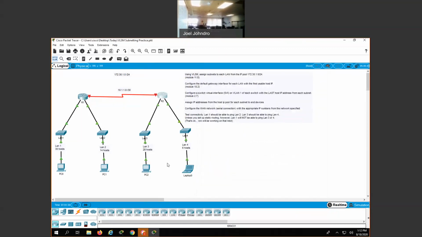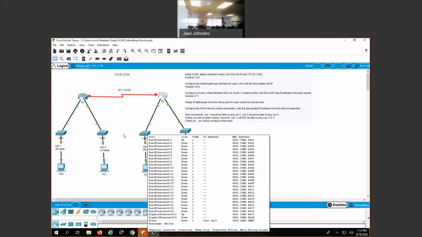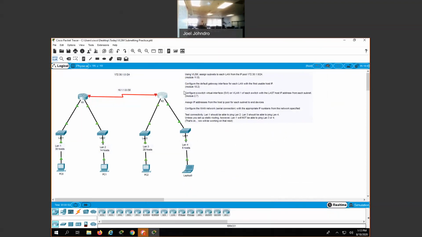Fast forward a little bit, everything is green except for the point-to-point, which we haven't addressed yet. Step 2 is done. So, configure a switch virtual interface. This is covered in module 2.7. This is what allows an administrator to access a switch remotely. And it says to configure a switch virtual interface on VLAN 1 for each switch with the last host IP address from each subnet.